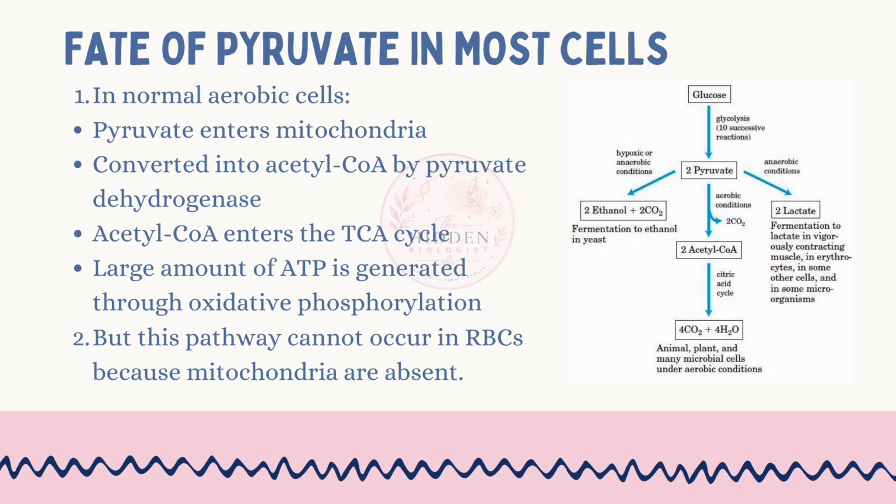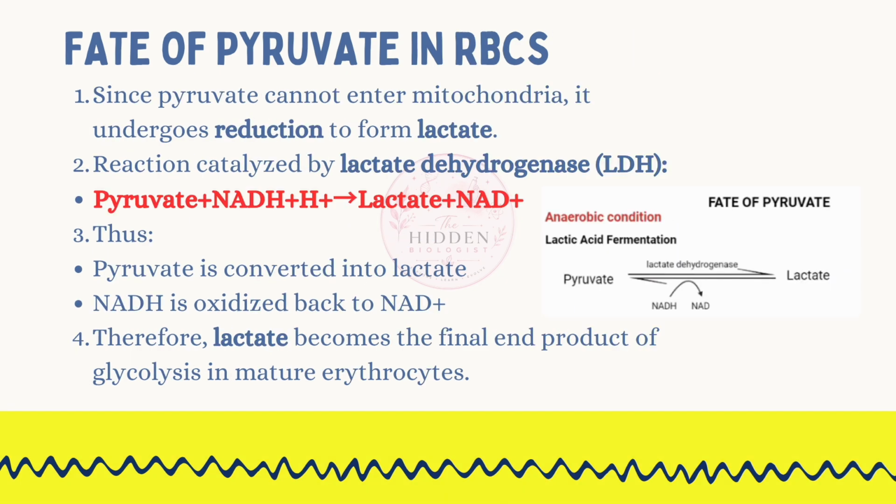Here is the fate of pyruvate in most cells. In normal aerobic cells, pyruvate enters mitochondria and is converted into acetyl-CoA by pyruvate dehydrogenase. And the acetyl-CoA enters the TCA cycle and a large amount of ATP is generated through oxidative phosphorylation. But this pathway cannot occur in RBCs because mitochondria are absent. Now, let's look into the fate of pyruvate in RBCs.